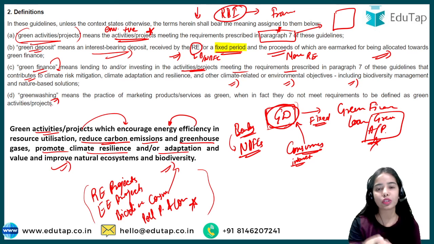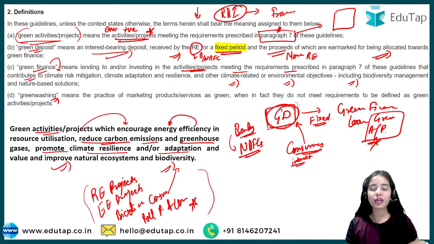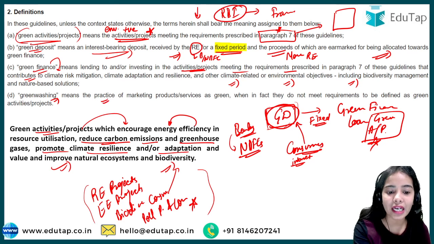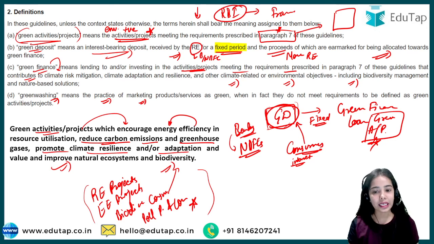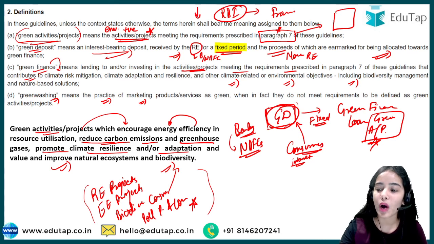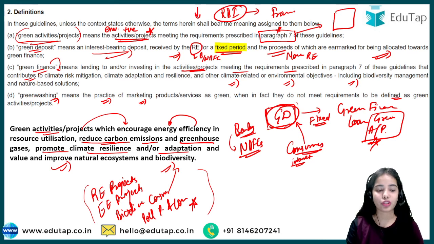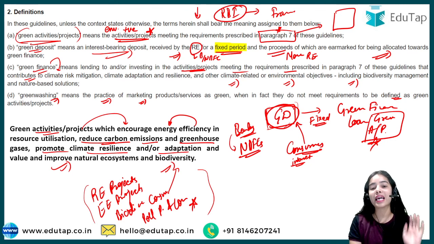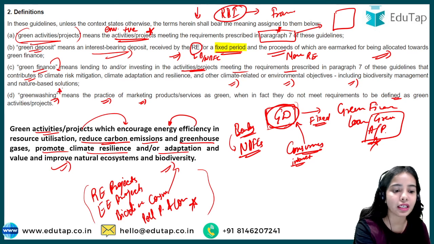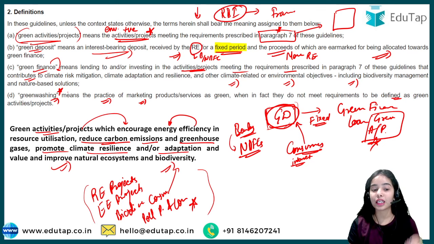Now greenwashing is also a term that has been defined by the RBI. Sometimes a company says that our product is so environmentally sustainable, so environmentally positive, but it is actually not. That is greenwashing. It means the practice of marketing a product or service as green when in fact it does not meet the requirements to be defined as green activities or projects. You are cheating people by saying that our product is environmentally safe, but it is actually not. Remember the definitions very clearly, you can quote these definitions.